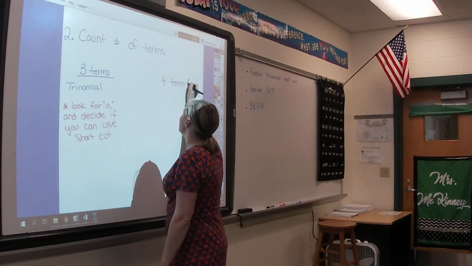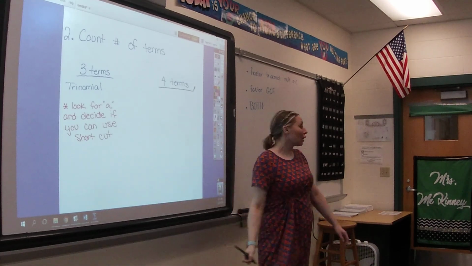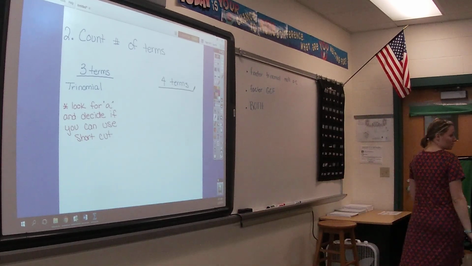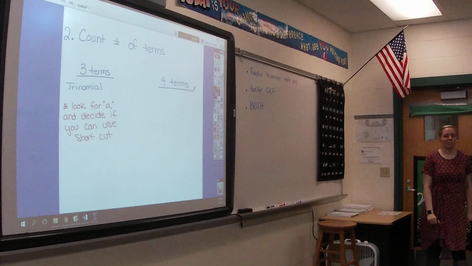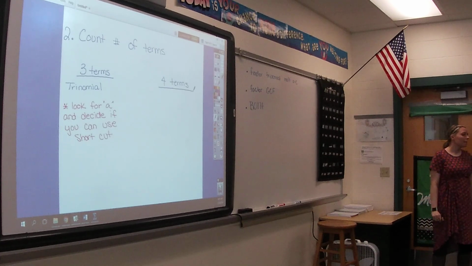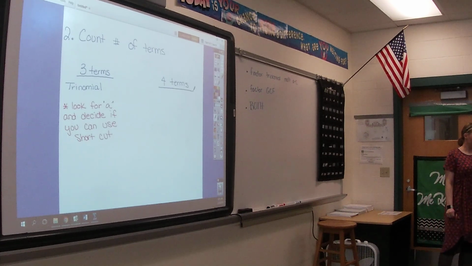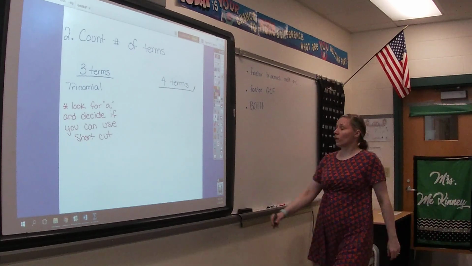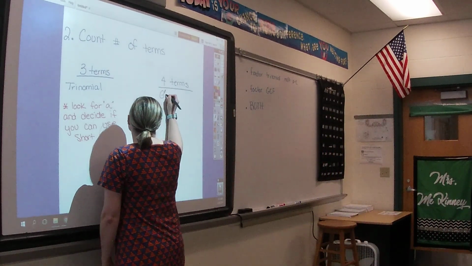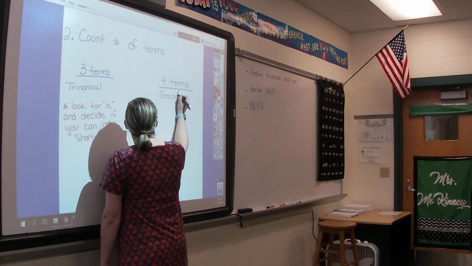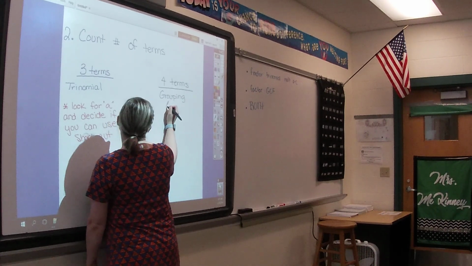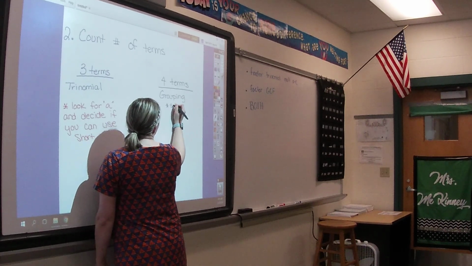If we count the number of terms and we get 4 terms, then you factor out GCF. What do we do with 4 terms? Grouping. So lots of my students might forget the word grouping, but at least remember that this is where we split it in half.